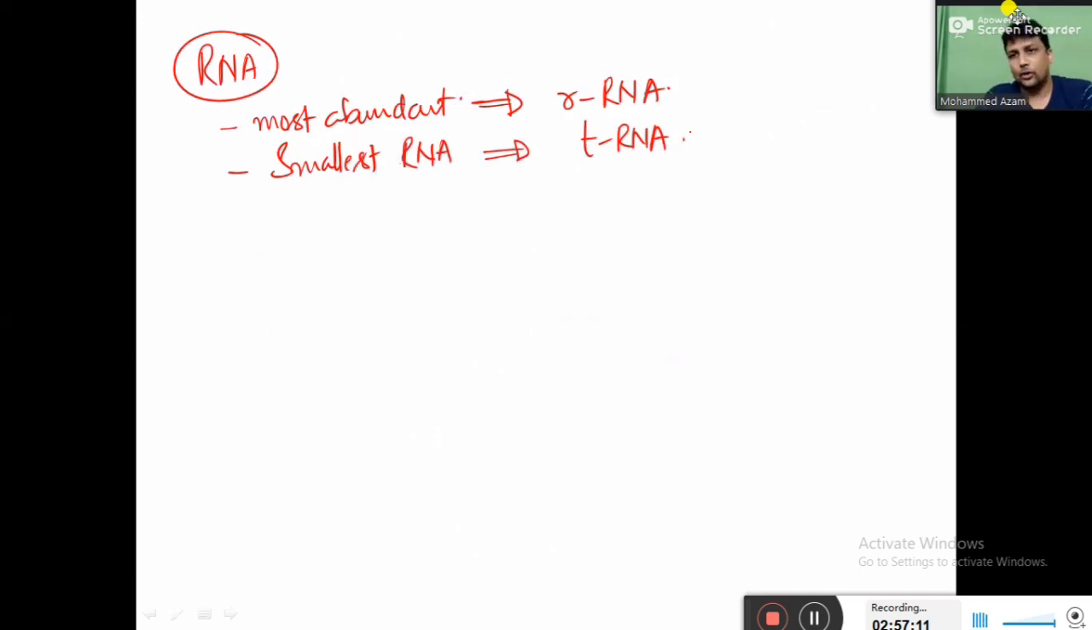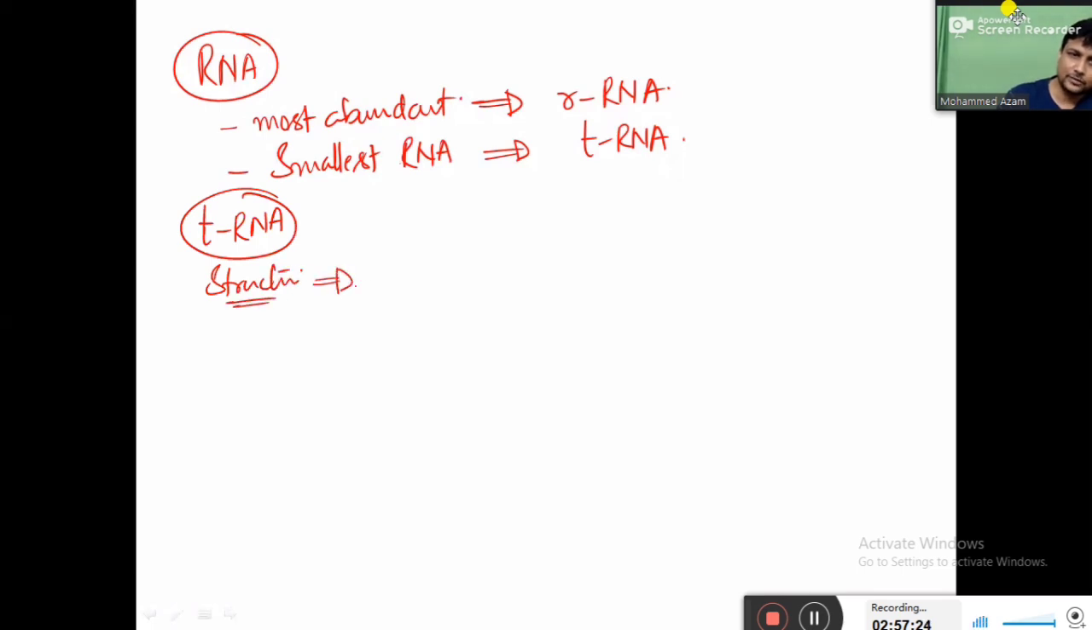Out of all the RNA, my dear friends, don't remember each and every RNA, just remember the transfer RNA. So please write down the heading as tRNA. Let us learn about the structure of tRNA. Do you know what the shape of tRNA is? The shape of tRNA is clover leaf shaped. So please draw the diagram of the tRNA, guys. That's important.